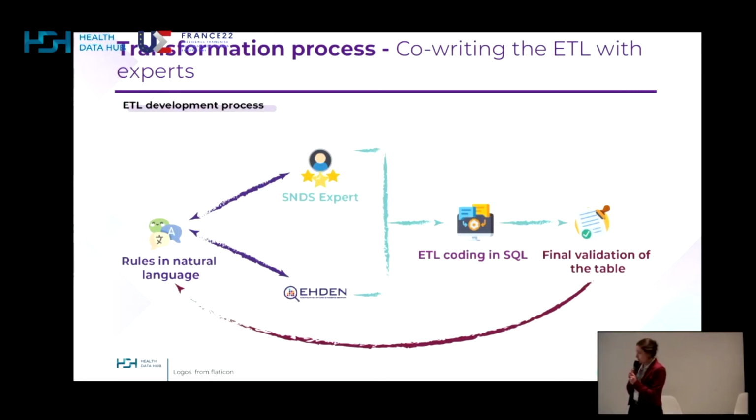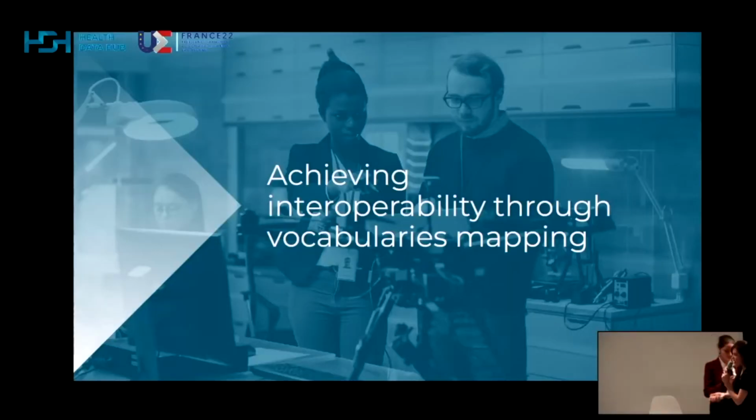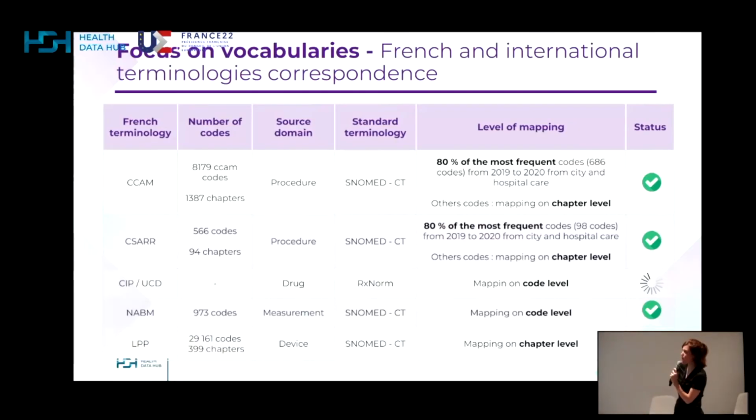And afterwards, there's a final validation of the table with the data quality tools of Odyssey. If it is validated, then the work is finished, well, even if it's never really finished. And if not, we have to come back to the first step of writing the rules in natural language. So Cécile will present the way we wrote the scripts to transform the SNDS into an OMOP database. And after, we also have a huge work to do: the mapping between all the terminologies.